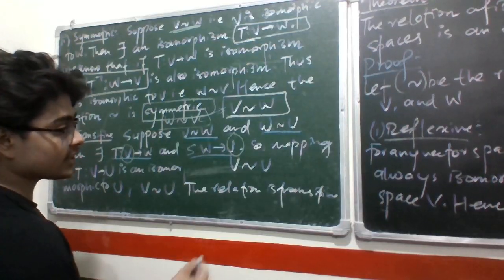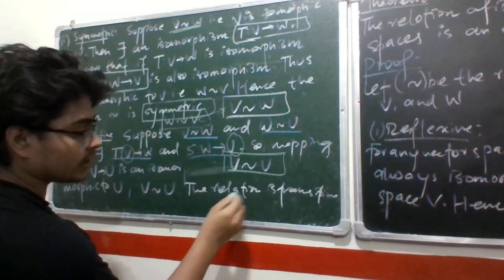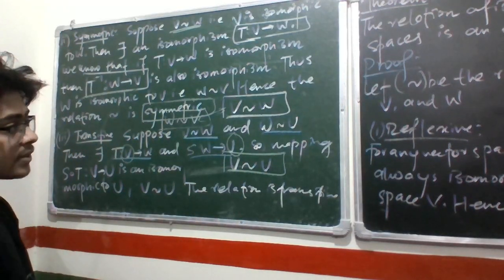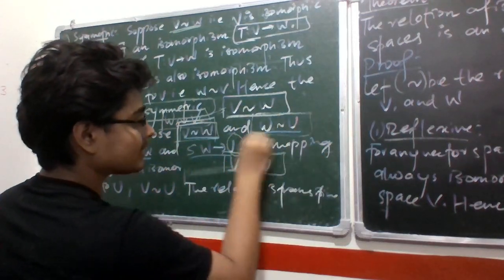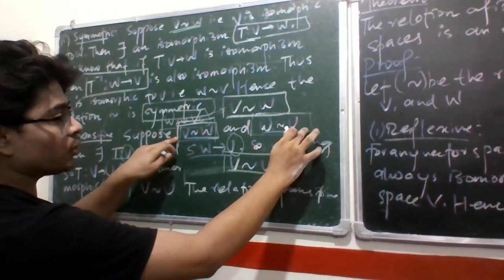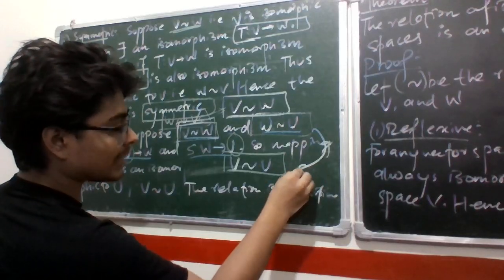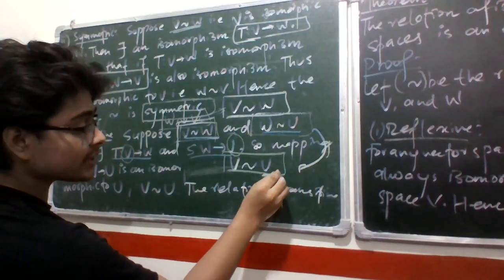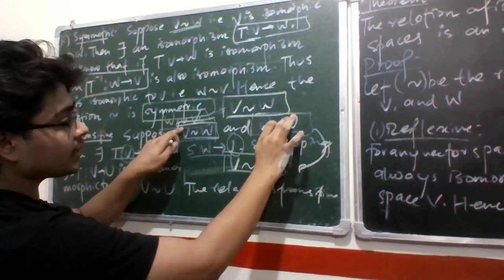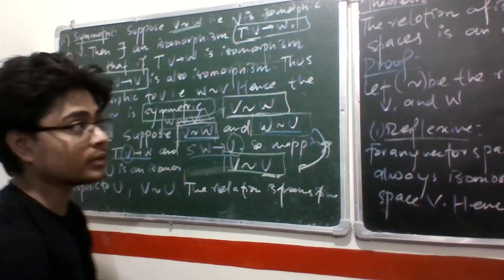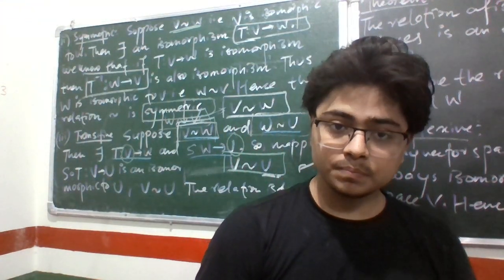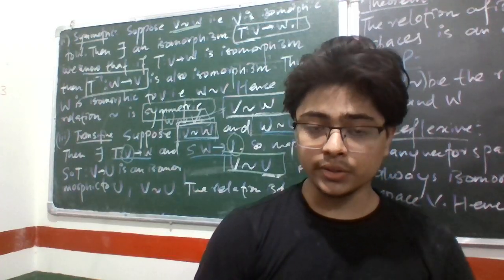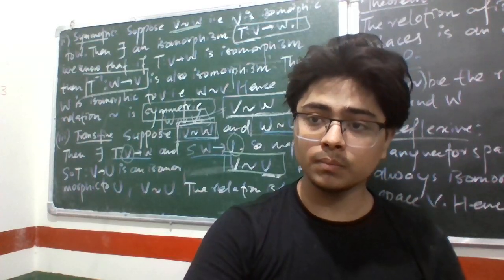And now this is the transitive relation, because our initial guesses were this and this, and from these two we have concluded that this must also exist. So that means this is a transitive relation. So in this way, the theorem that the isomorphic relation must be an equivalence relation is proved.